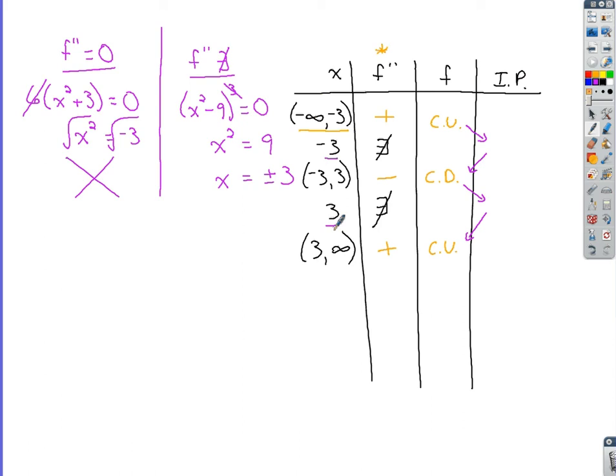They're not in the domain, right? So we actually have no inflection points. Why? If you take -3 and 3 and plug back into the original function, you get errors. Doesn't work. Yeah, -3 and 3 are not in the domain of the original function.